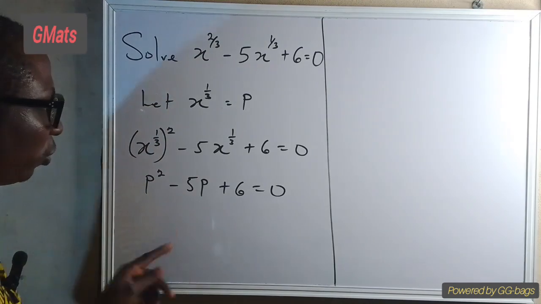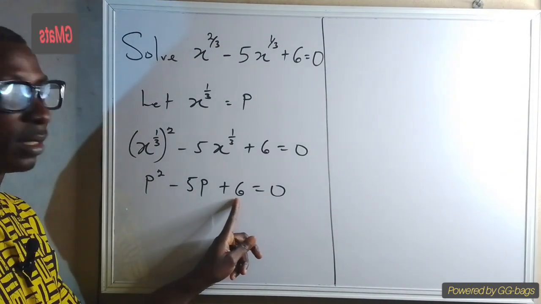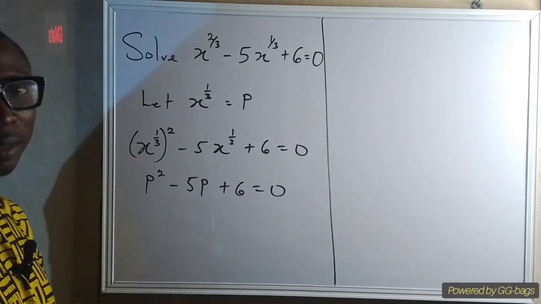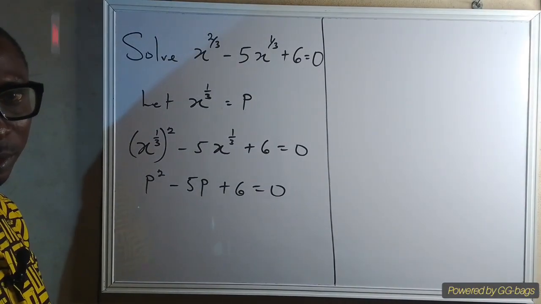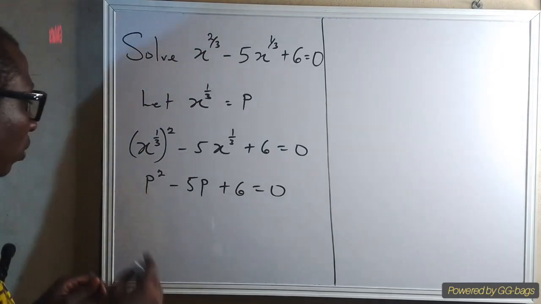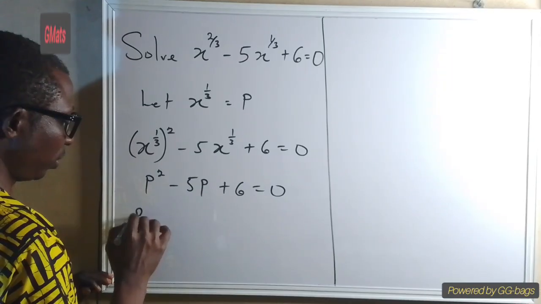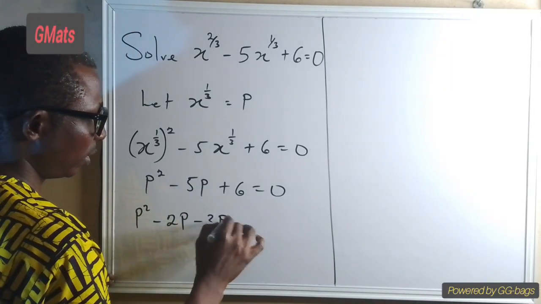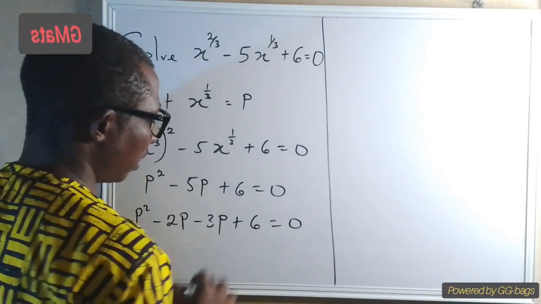So you look for two numbers such that when you multiply together, you have plus 6. When you add together, you have minus 5. What are the two numbers? We have minus 2 and minus 3. Okay, so now this equation turns to p squared minus 2p minus 3p plus 6 equals 0.